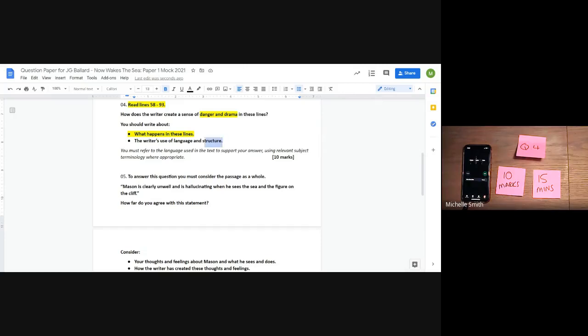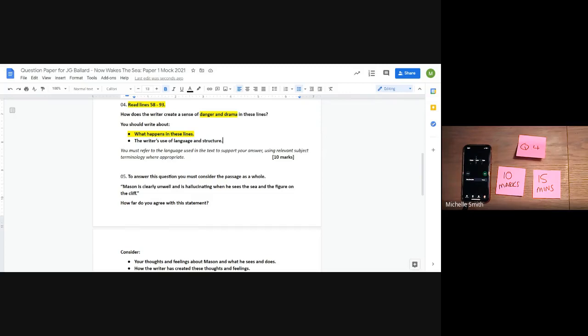Now don't worry too much about this. Obviously, if you're confident talking about language, that's absolutely fine. If you're confident talking about structure, so in what order the events happen in, for example, or possibly talking about structural features like foreshadowing or flash forward and flashback, by all means go for it, but it is not essential. And remember, you are not getting marks for knowing a metaphor is a metaphor or a simile is a simile. You're getting marks for understanding what the writer is trying to make us see.